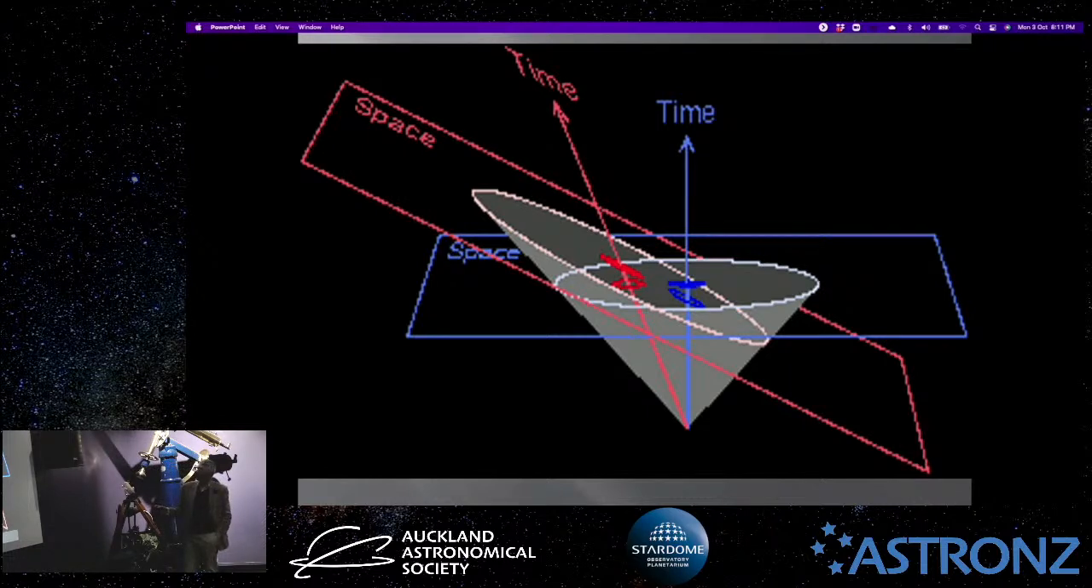Well, one is it does provide an absolute framework for representing events. People don't agree on distances. They may not agree on time, but they will always agree on the separation of two events in space-time, no matter how fast they're traveling.